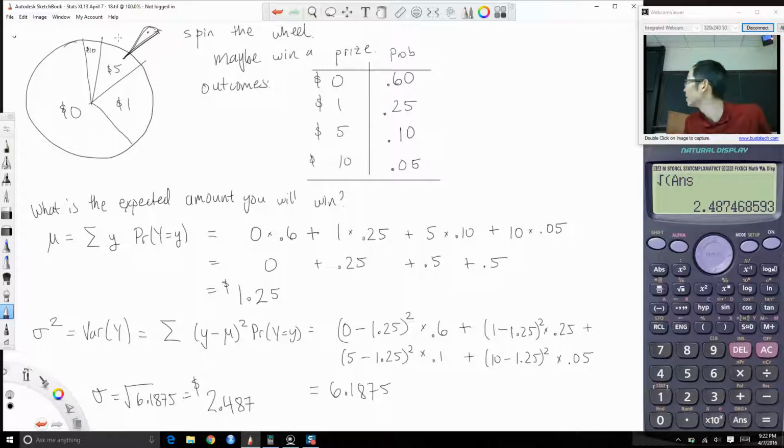Something like that. Okay. Is that okay with everybody? Random variables?